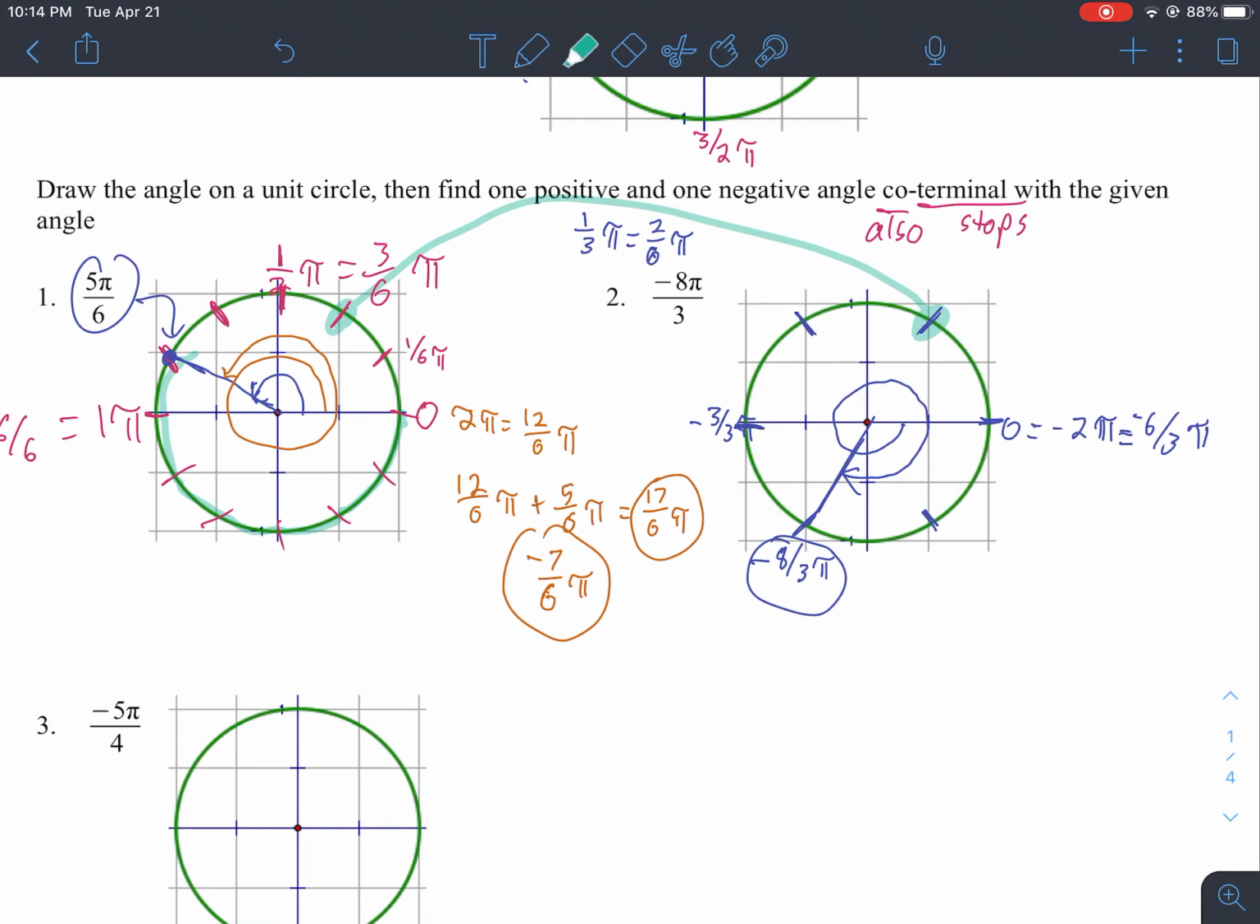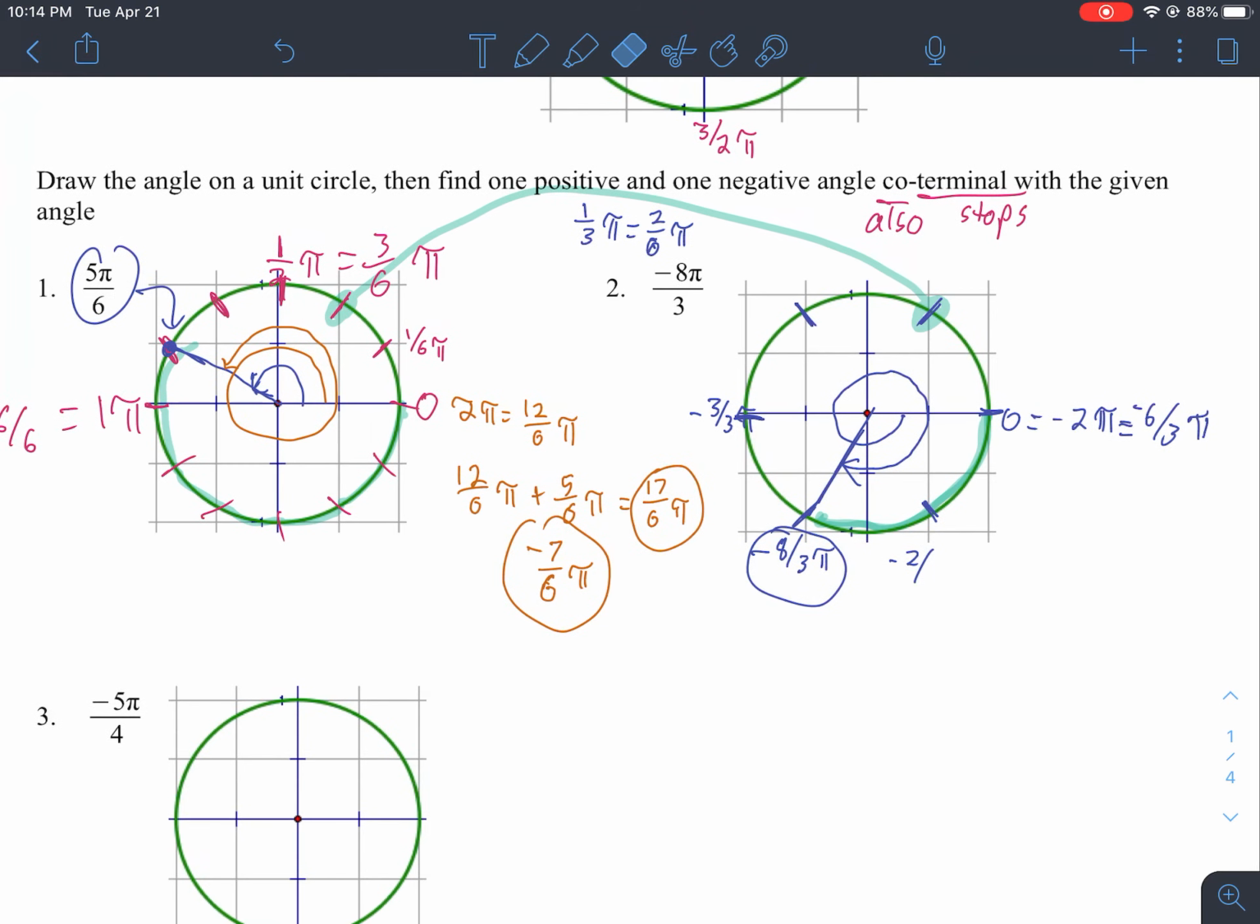Now what else stops there? Well, let's just go in the negative direction. Negative 1/3, negative 2/3. So negative 2/3 also stops there. And positive, we'll just count. See, when you got the thirds dashes, there's not a lot of math involved. It's just counting now. 1/3, 2/3, 3/3, 4/3. I just counted. I didn't do any crazy math. So it's 4/3 pi.